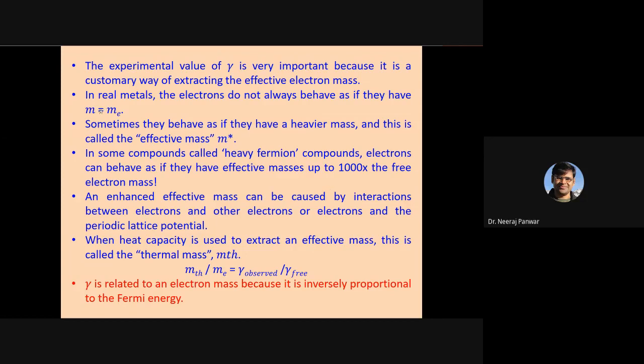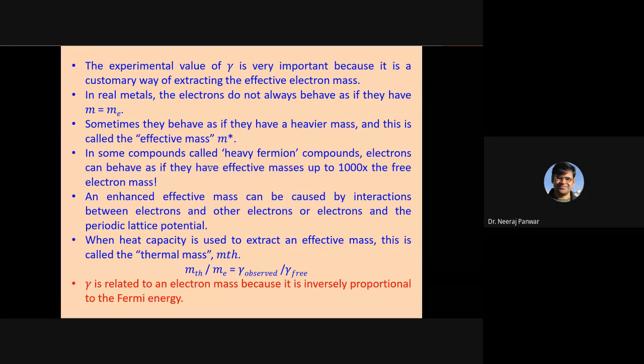So in real metals, the electrons will not always behave as free electrons, as we are assuming theoretically. m will not always be equal to m of e. Sometimes the electrons in a metal behave as if they are heavier particles. Heavier particles means their effective mass is much heavier than the mass of a free electron. And so in that case, we need to consider the effective mass of the electron, and that would be defined as m star.